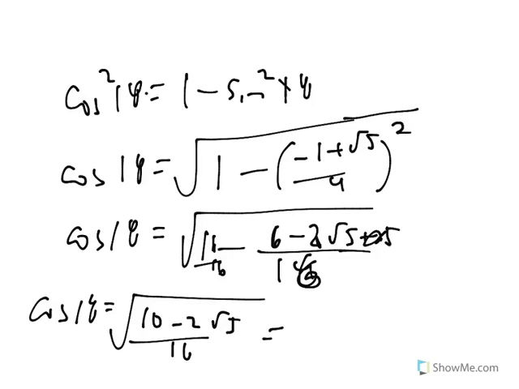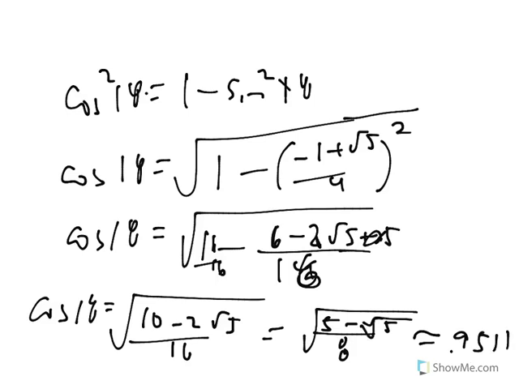Can't do that much more. Reduce that fraction by dividing top and bottom by 2. Get 5 minus the square root of 5 over 8, with the whole thing under a square root. You pop that into the calculator, you get 0.9511, which actually is the cosine of 18. That might be a nicer way to write this.